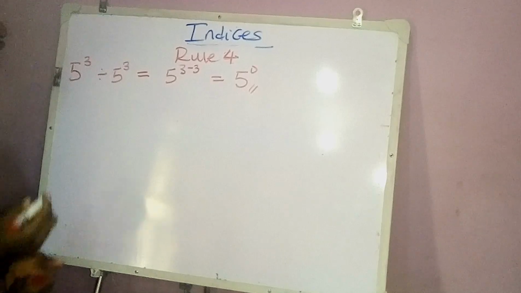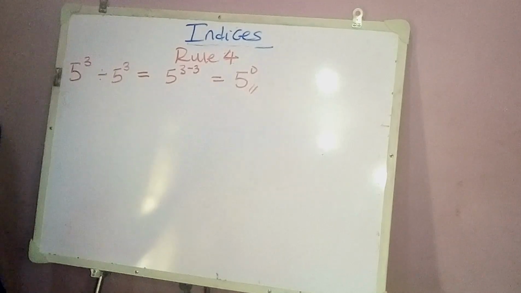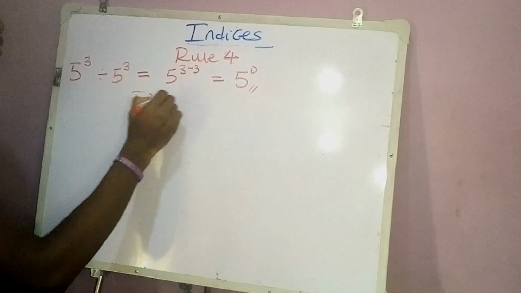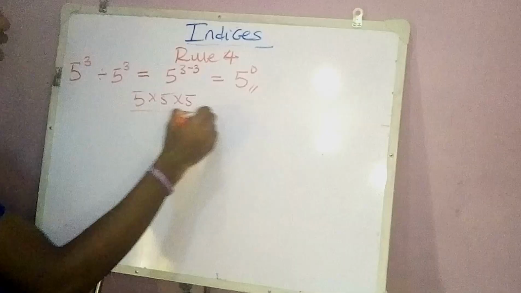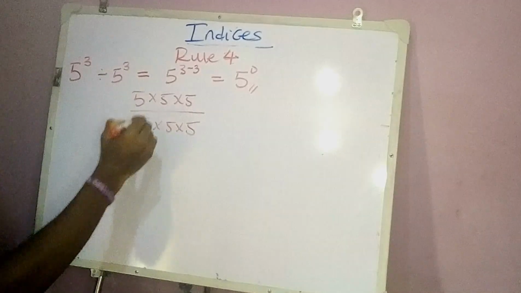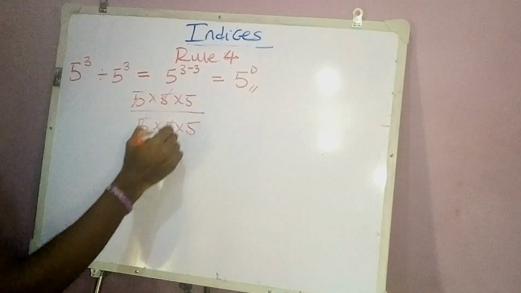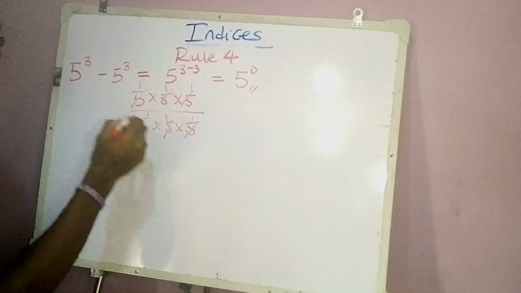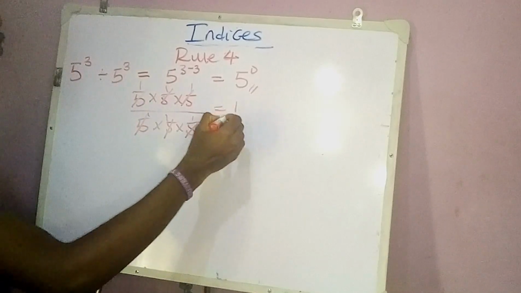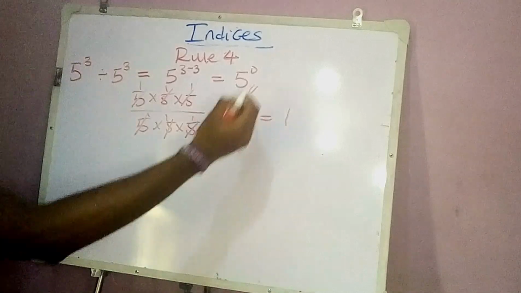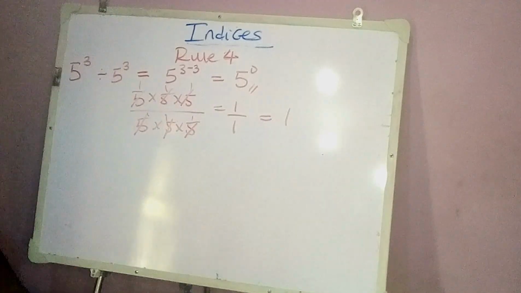Now, if we follow the long route that we're trying to shorten, we'll have 5 times 5 times 5 divided by 5 times 5 times 5. So 5 cancels 5, 5 cancels 5, 5 cancels 5, and this is 1, 1, 1. So 1 times 1 times 1 is equal to 1 all over 1, which is equal to 1. So these two answers are not the same.